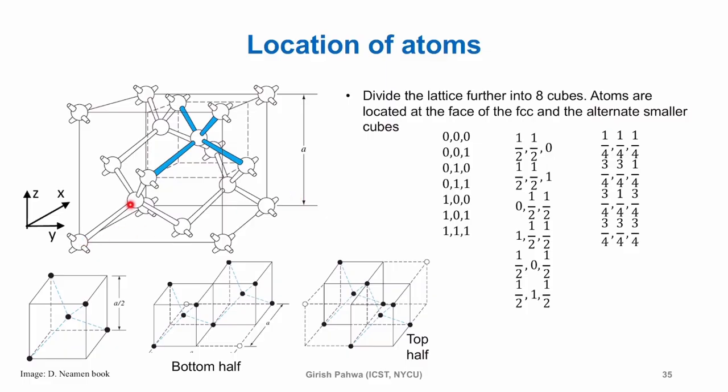So if it is this, this will be 1 by 4. For an atom like this, you have to go 3 by 4. So half and then 1 by 4. So you reach 3 by 4 then, right? So 3 by 4 here, 3 by 4 here, 1 by 4 here. So these will be the coordinates. You can find those out.